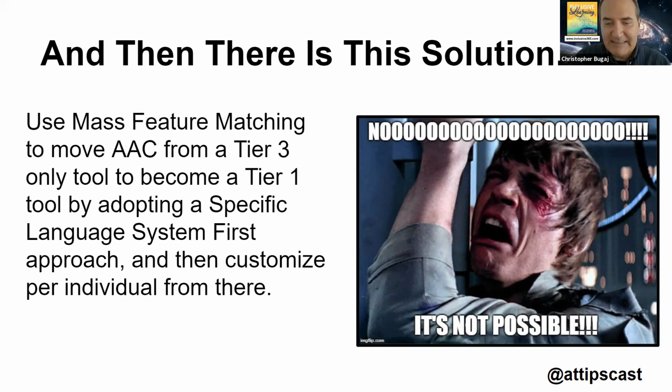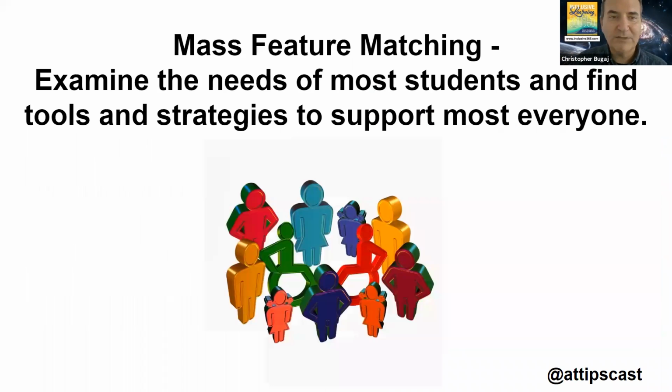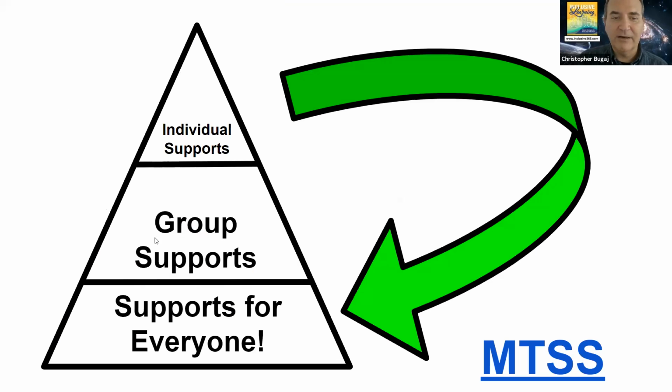So you could have a committee that decides this is the tool that we'd like to make as our tier one tool. Does that mean that there's no tier 2 and no tier 3 strategies? No, you're always going to have this triangle here, right? It's just saying that maybe with most students, we would supply this as a tier 1 strategy first. And if we know for a fact that that's not going to work for an individual student for whatever reasons, their needs do not fit with that mass feature matching that we did. So then they're going to need something different.